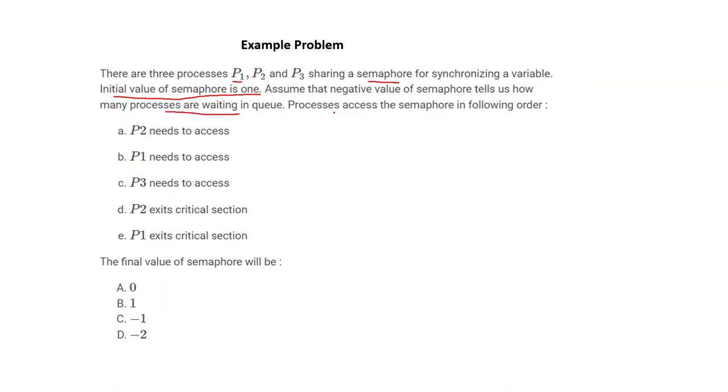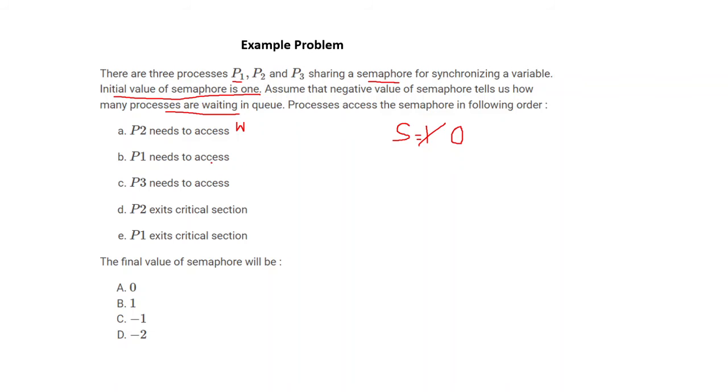So processes access a semaphore in the following order. Now let that semaphore variable be S. It has the initial value of 1 as per the problem. Now P2 needs to access. Therefore P2 will execute a wait operation, and now the value of semaphore becomes 0.